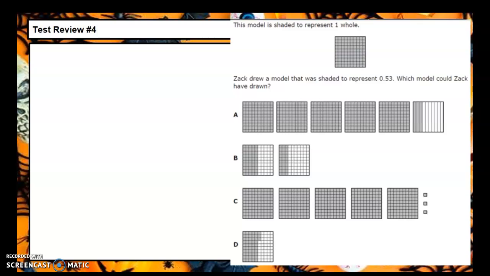Question number 4 says this model is shaded to represent one whole. Okay, so that tells me, just like when we were making our Halloween or fall pictures where we were using our base 10 blocks, it's the same idea. We used the flat to represent 1. Okay, so we're dealing with decimals.